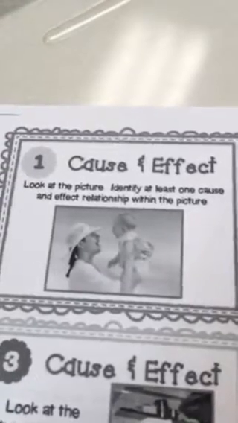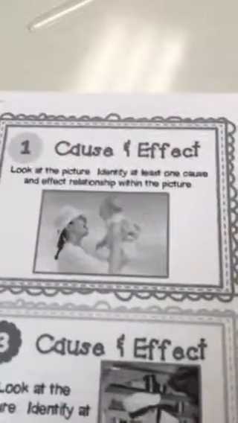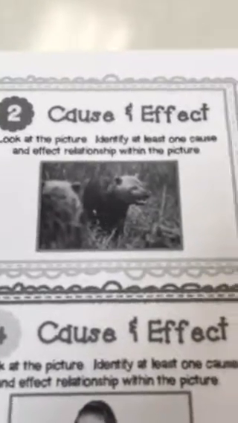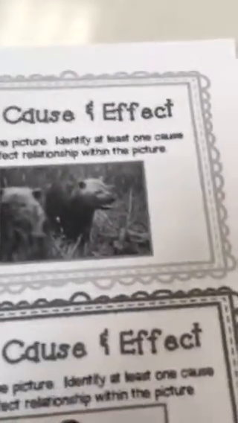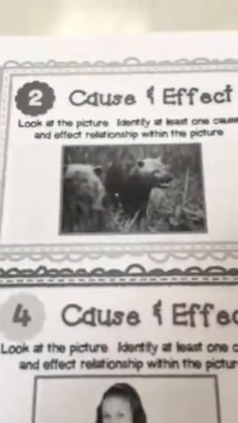So we see this picture. Look at the picture and we're going to identify at least one cause and effect relationship within the picture. So what happened? The mom was picking up the baby. Why did that happen? Because maybe the baby was unhappy and she was trying to make her laugh. Let's move over to this one. Look at the picture and identify at least one cause and effect relationship within the picture. So, what happened? The bear was looking at its prey. Why did that happen? Maybe the bear was hungry. So the bear was looking at its prey because he was hungry.